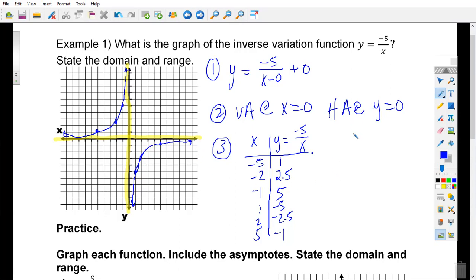Okay. Bam. Last part is to state our domain and range. Because it's just like its parent function in that sense, the domain and the range are still just going to be from -infinity to 0, union 0 to infinity.